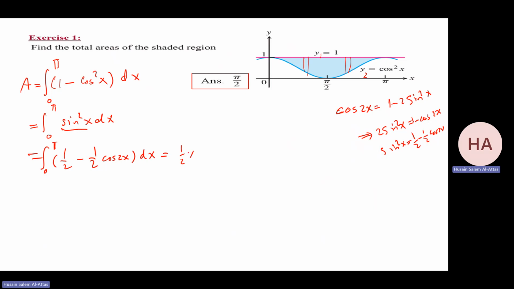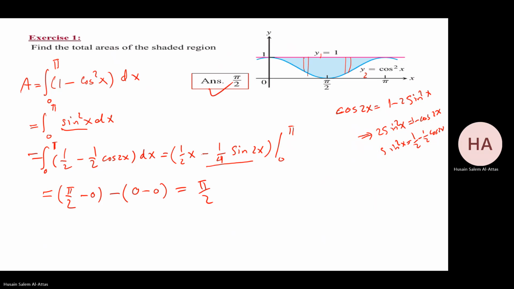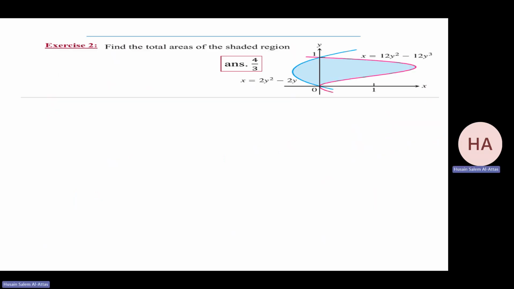Now I will integrate: half x minus 1 over 4 sine 2x. You can do it by substitution, or you can do it directly from 0 to pi. You can check by differentiating this: I have minus 1 over 4 times cosine 2x times 2, so minus 1 over 2 cosine 2x. Now substitute: I'm getting pi over 2, since sine 2 pi is 0, minus 0. So I'm getting pi over 2. Okay. Find the total area of the shaded region.